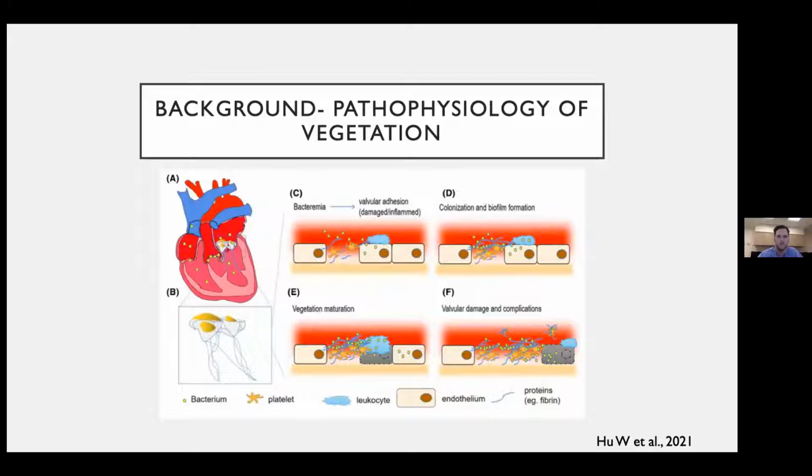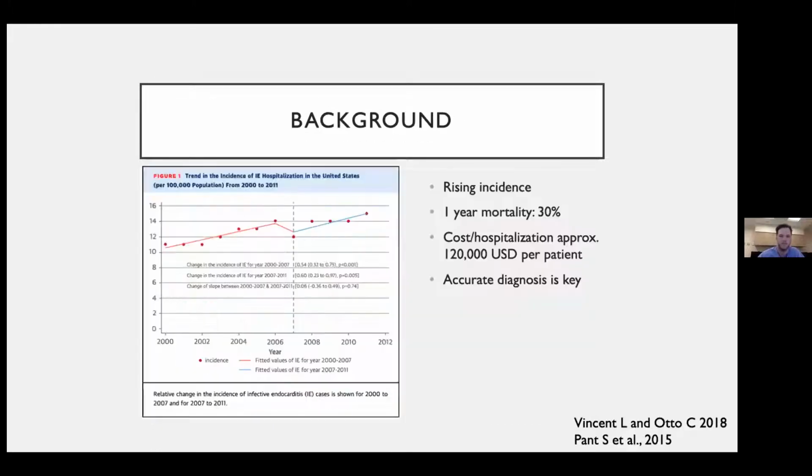As valvular lesions progress, they can damage the valve and the surrounding tissues. Complications can occur, such as embolization. What's important to remember here is that the process typically starts with an abnormal valve or with prosthetic material. And so when imaging these patients, that's something that's important to keep in mind.